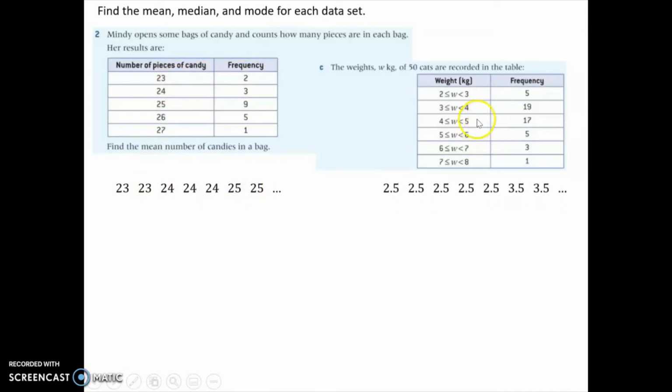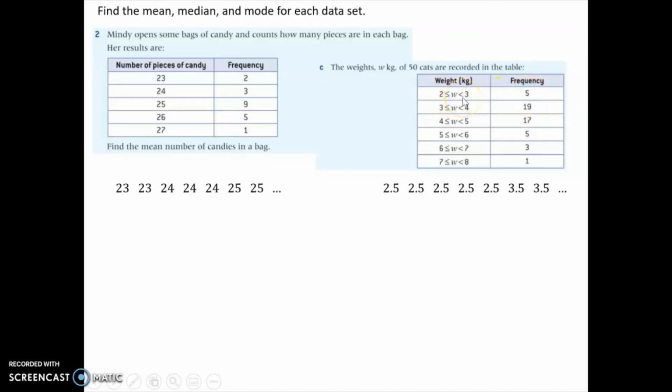And for the second data set, we're going to do the same thing. Now be careful how you look at this. When you have continuous data like this, here we had a specific value. 23 occurs 2 times. That's easy. But here it's like, okay, some weight between 2 and 3 occurs 5 times. So we don't know what that weight is. It could be 2.1 occurs once, and maybe 2.3 occurs twice, and maybe 2.7. We don't know. We just know there's 5 weights between those values.